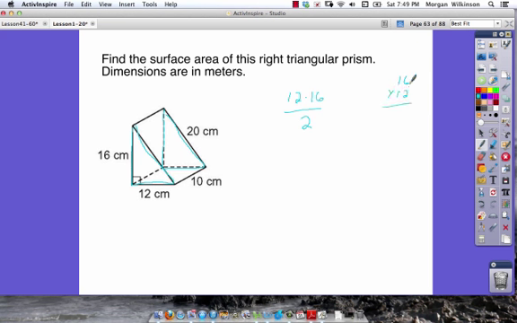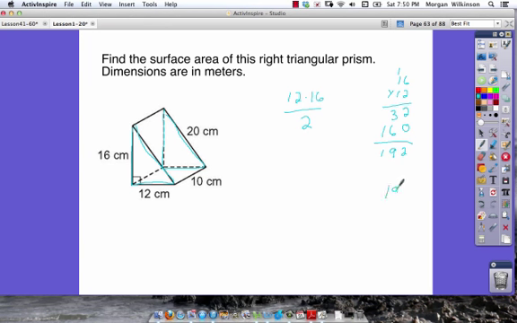2 times 6 is going to give us 12. We're going to carry our 1. 2 times 1 is 2, plus 1 more gives us 3. Got our 0 placeholder. 1 times 6 is 6. 1 times 1 is 1. We get an answer of 192, and we have to cut 192 in half.